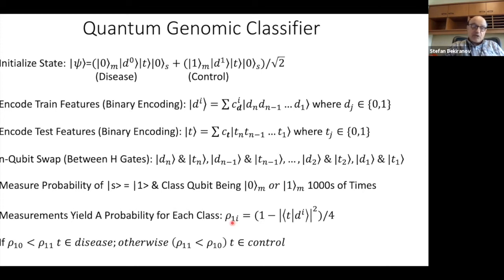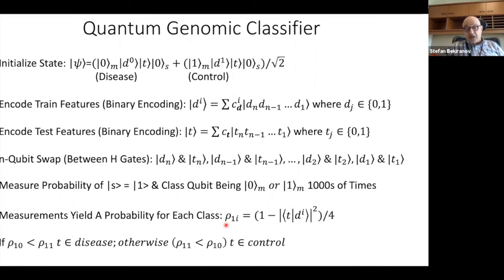where the swapper I'm measuring is in state 1, that's what this first one is. And then the i is the class label, 0 or 1. You can see it's 1 minus the inner product. I want the bigger inner product to determine the class, so it's the smaller rho. So rho 1,0 less than rho 1,1 corresponds to the test being disease, and vice versa. I execute this thousands of times to get statistics on rho and get the appropriate values, which I think addresses your question, Jonathan. That's exactly right. Any questions here?